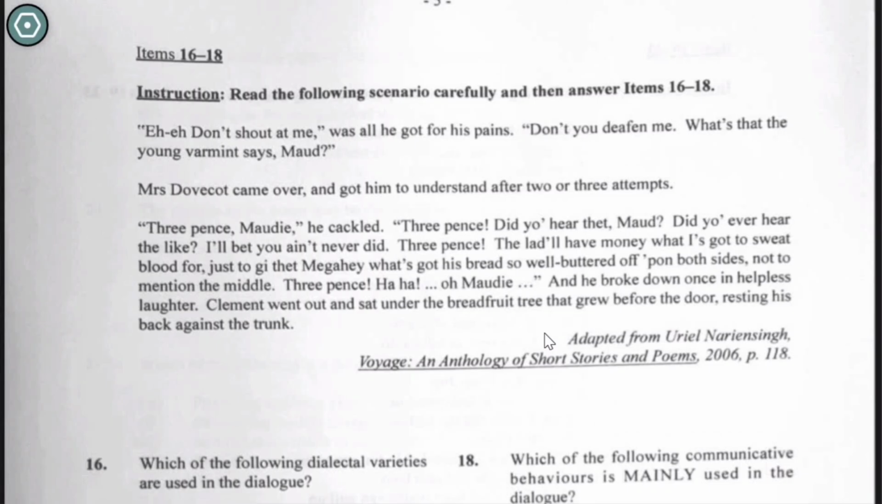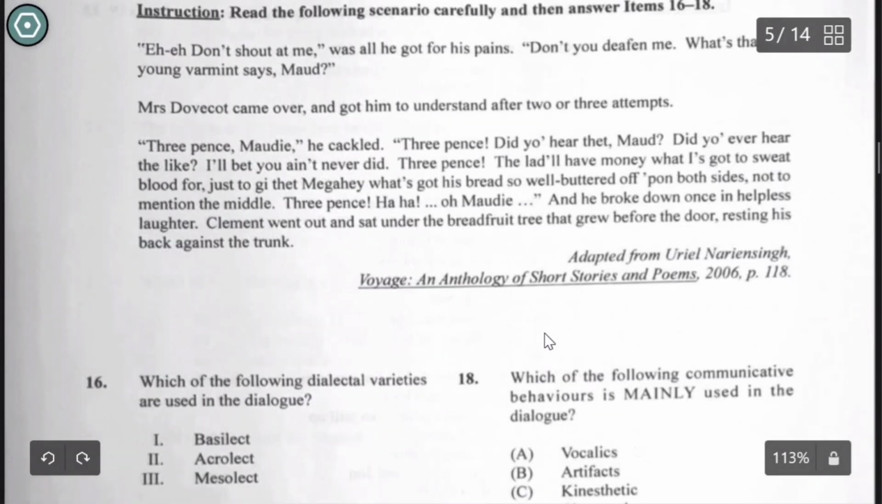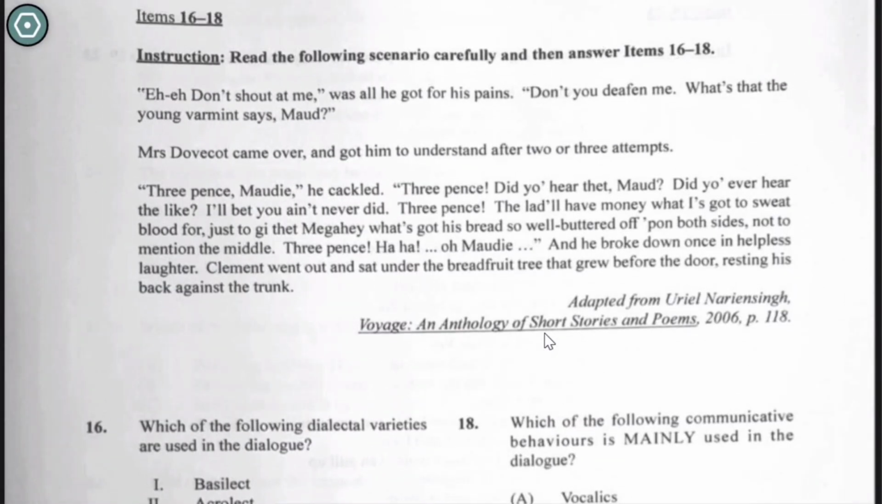No, we're done with that. So we're on to items 16 to 18. Now, instruction: read the following scenario carefully, then answer items 16 to 18. I'm thinking this is E.